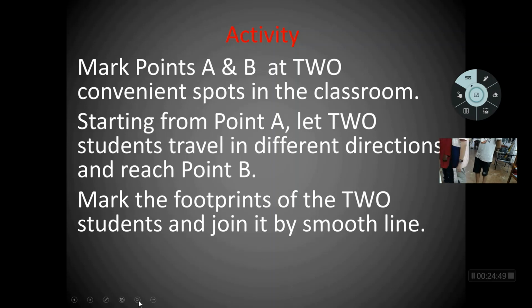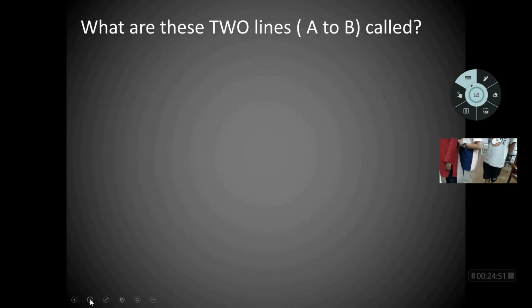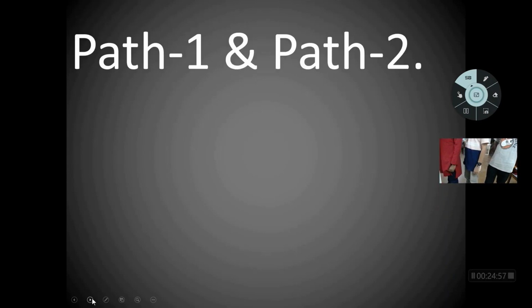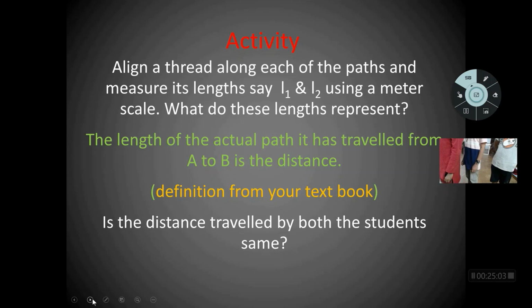Yes, sir. Right. So what are the two lines called? It is path. So I was calling them path 1, path 2. Now you can give any name, so you give the names Vijay and Rutvik. And you did all this, aligned a thread. Instead of thread, you have a tape here. You aligned a tape and you did this. So in your textbook, the definition is given like this: the length of the actual path it has travelled from A to B is called distance.